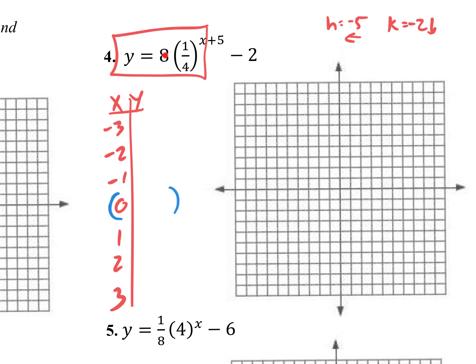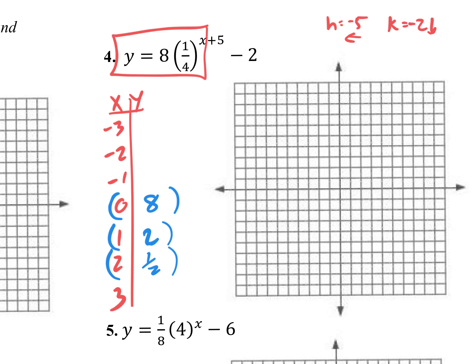Anything to the 0 is 1. 1 times 8. 1 times the A value of 8 is the A value of 8. And then that 8 is going to grow or decay. Decay by 1/4. 8 times 1/4 is 2. And then 2 times 1/4 is 2/4, which reduces down to 1/2.